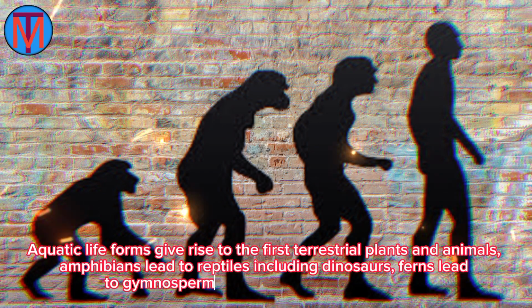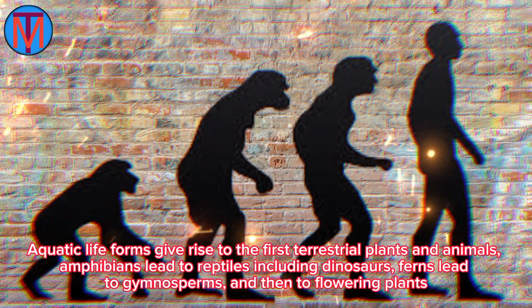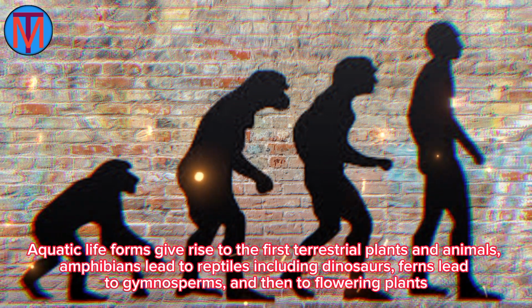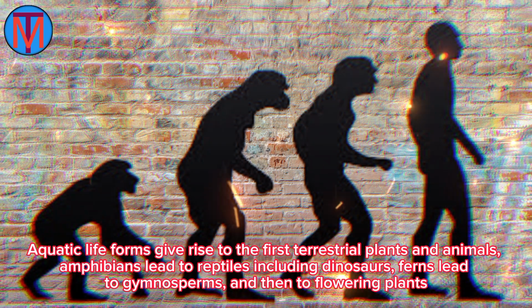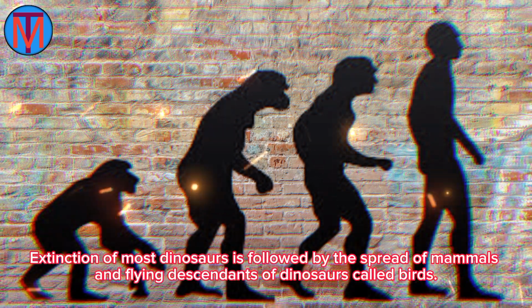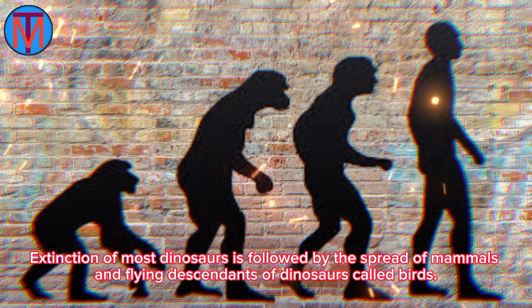Aquatic life forms give rise to the first terrestrial plants and animals. Amphibians lead to reptiles, including dinosaurs. Ferns lead to gymnosperms, and then to flowering plants. Extinction of most dinosaurs is followed by the spread of mammals and flying descendants of dinosaurs called birds.